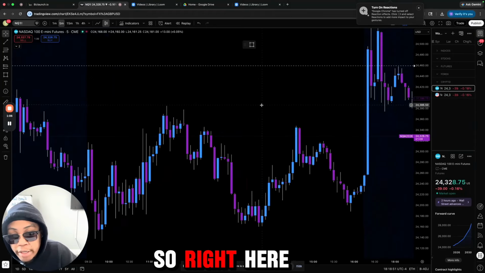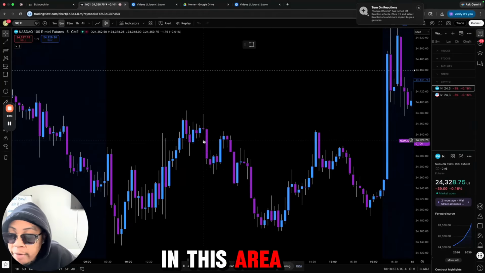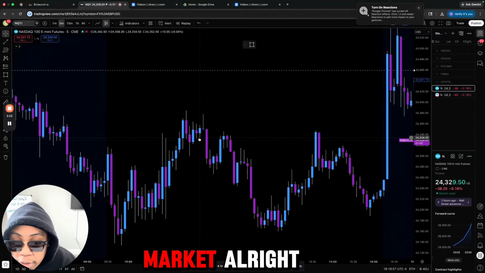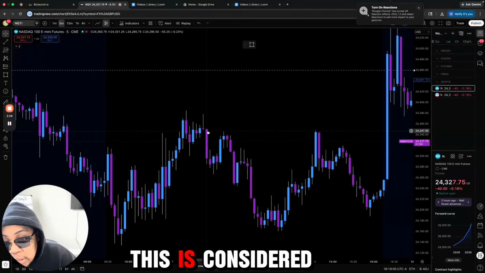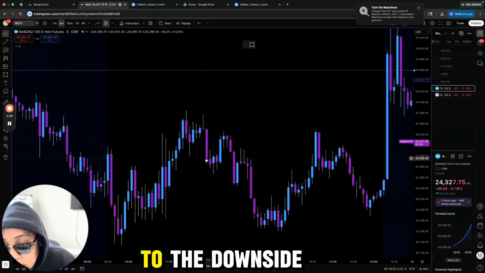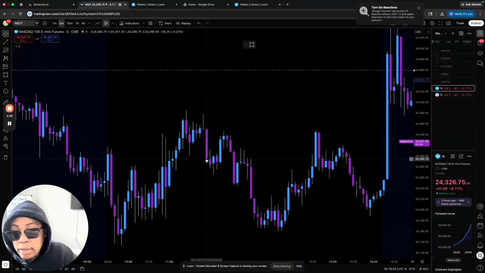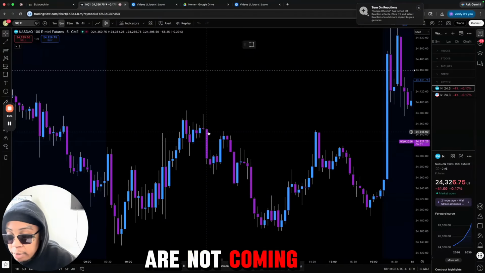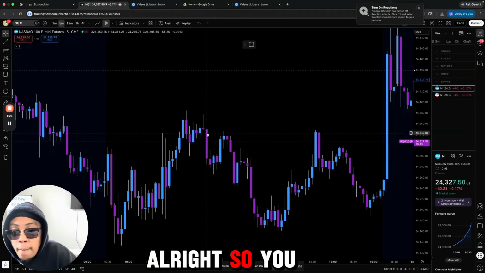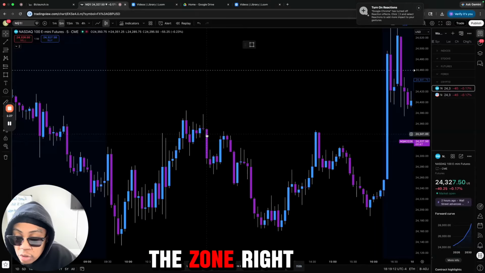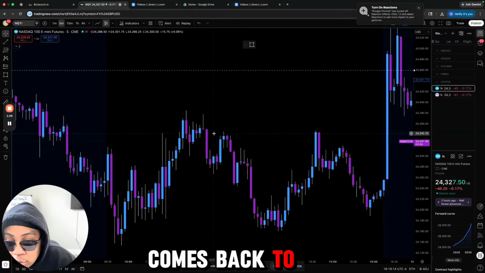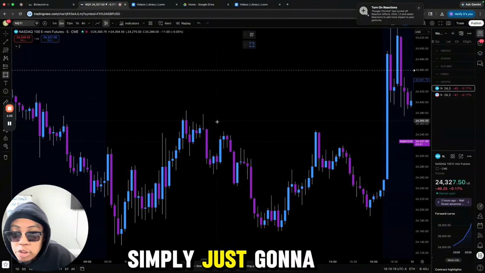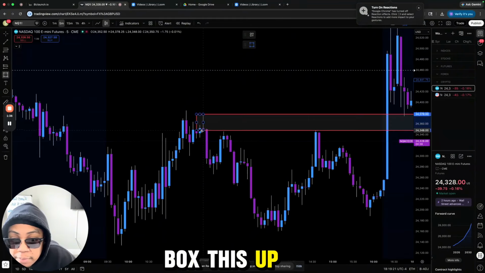So right here in this area, this is an area where sellers stepped into the market. All right. This is considered a strong move to the downside. That's an indication to us that the sellers are here and the sellers are not coming to play. So you want to respect the zone, right? So when price comes back to the zone, you can expect the same reaction. All right. So you simply just going to box this up.